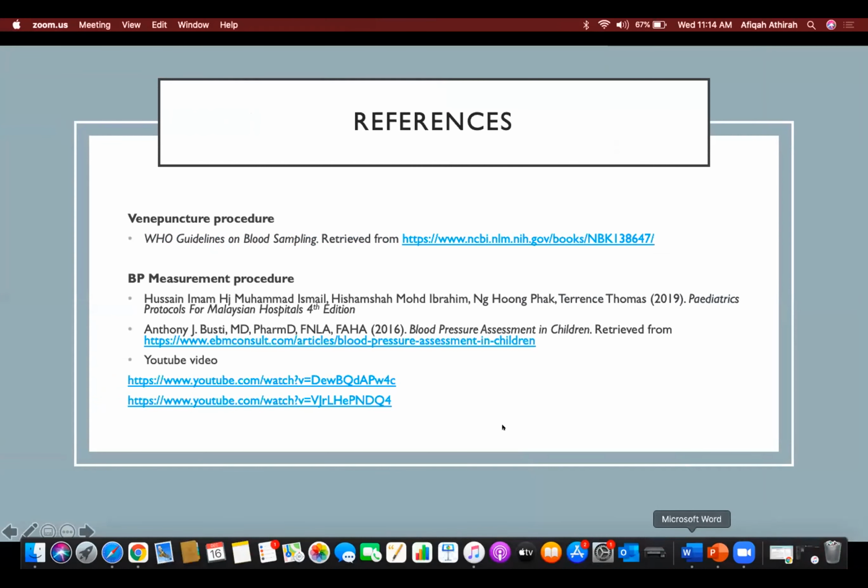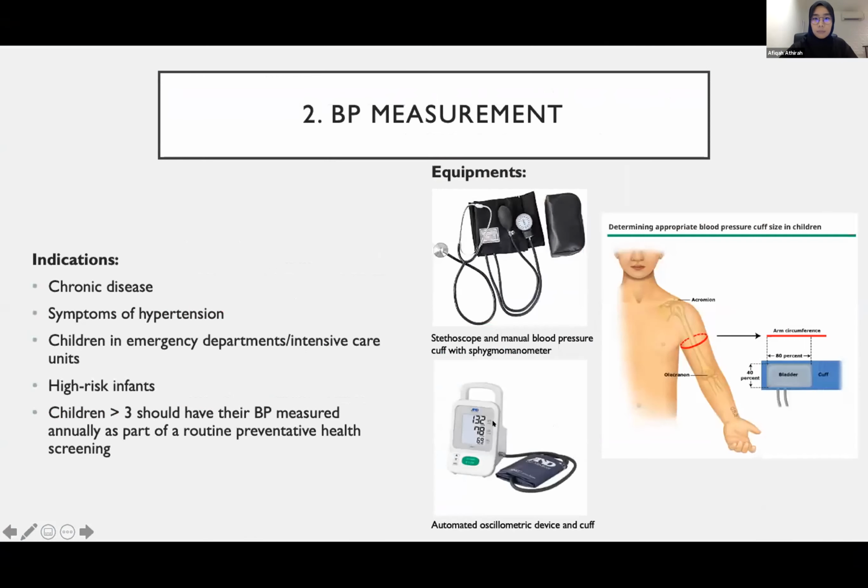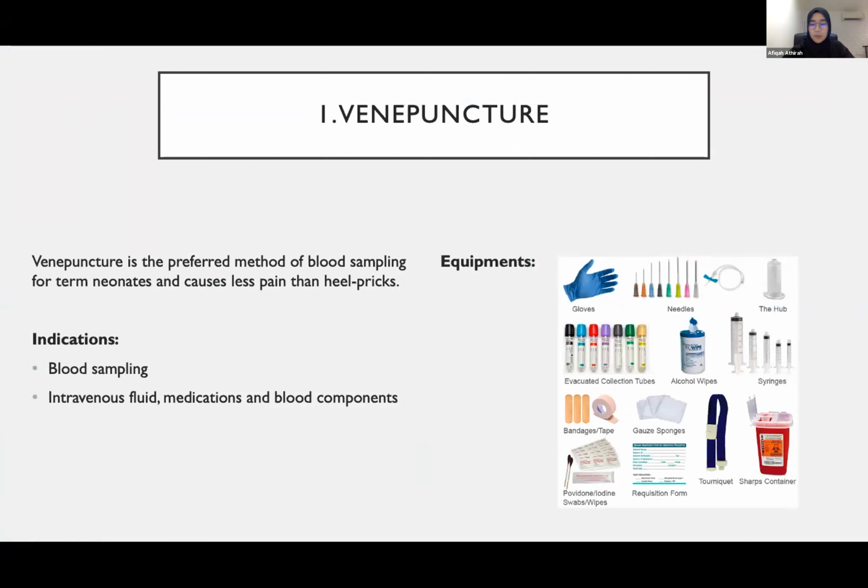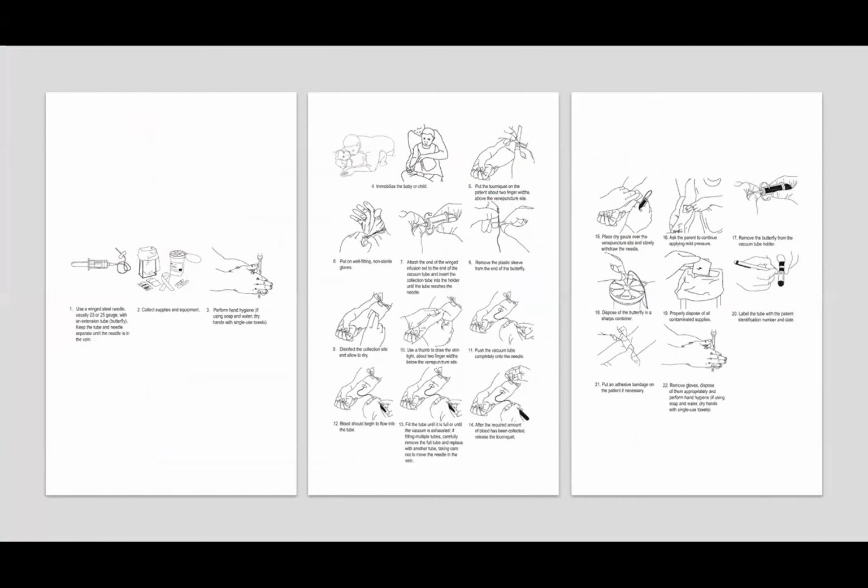Vacutainer. Cuba tengok you punya apa tu? You punya vein puncher. Use butterfly and Vacutainer. This one? Yes. Cuba tengok you punya Vacutainer, gambar tadi. Kan Vacutainer kan?